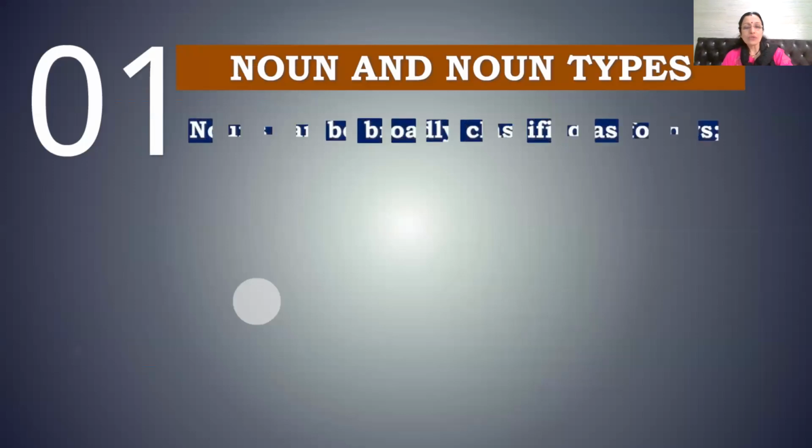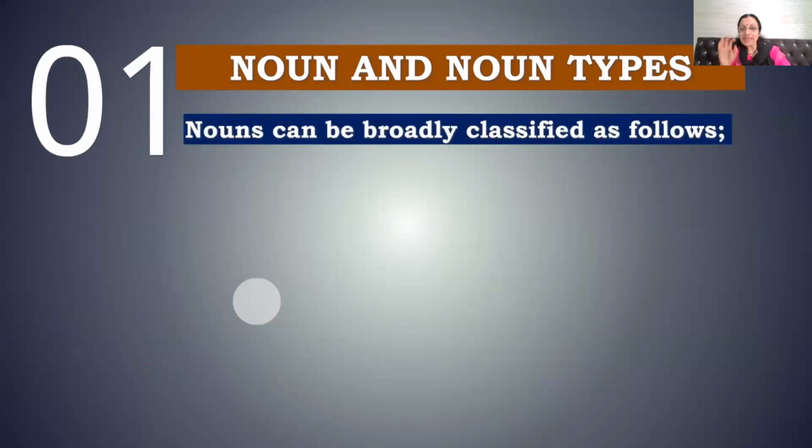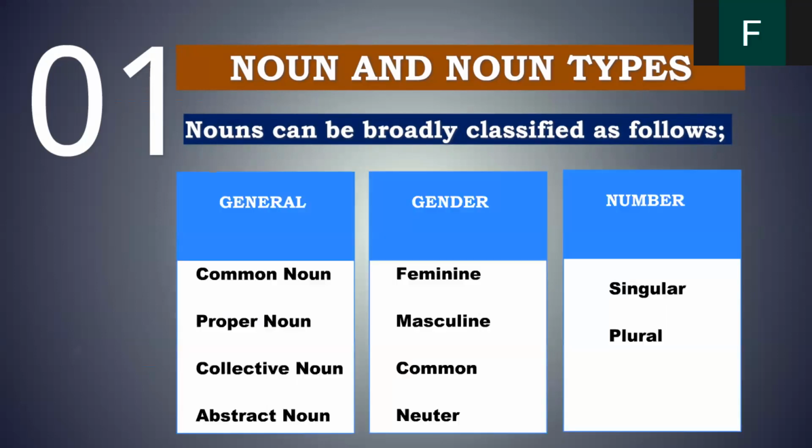It's only on grammar. So, okay. Nouns can be broadly classified as common noun, proper noun, collective, abstract, material. Let's see here now. The general classification is common noun, proper noun, collective noun, and abstract noun.